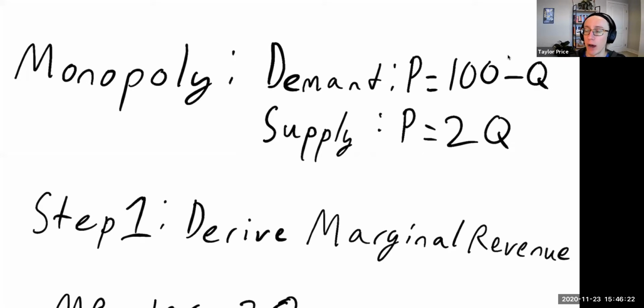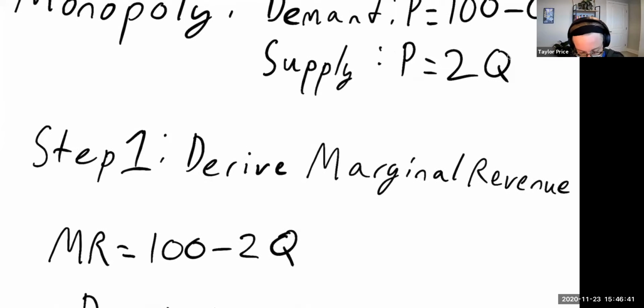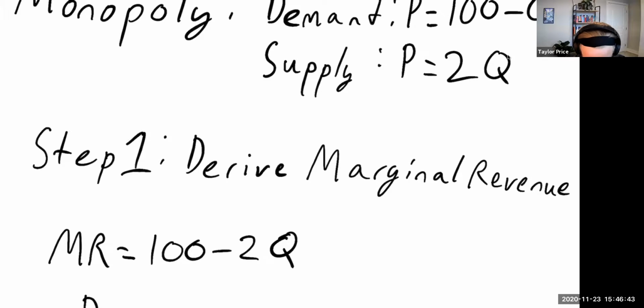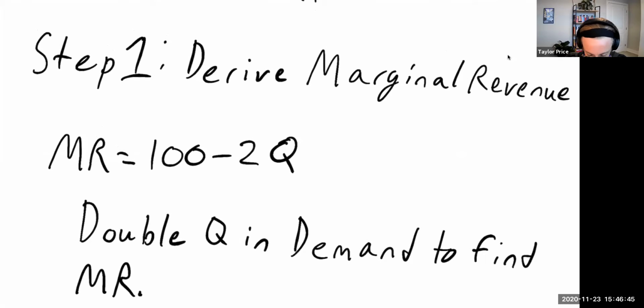So remember, for monopolies, they produce where marginal revenue is equal to marginal cost. And because you're not given the marginal revenue equation, you need to derive that from the demand equation. So it's actually very simple to do that, luckily. The only thing that you need to do is take the demand equation and double Q in demand to find marginal revenue.